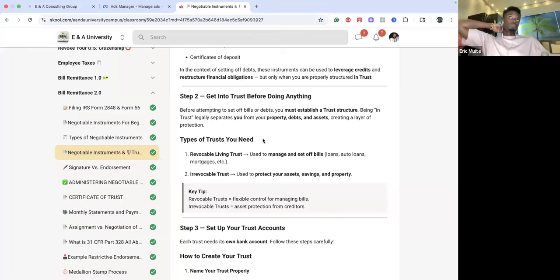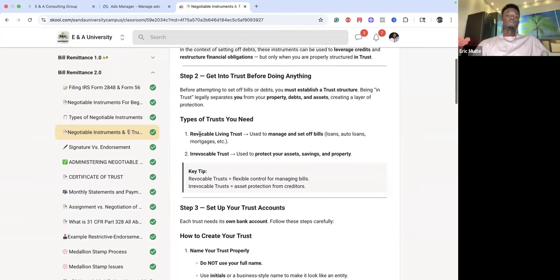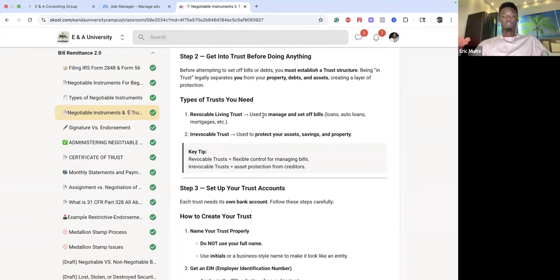And so remember what I told you guys about the law of presumption, right? Everything's operated on presumption. So they'll presume that you are this person until you can prove otherwise. But how do you do that? You need all this stuff in order, right? And so you have to create a revocable living trust, which is used to manage and set off bills, right? Loans, auto loans, mortgages, etc.